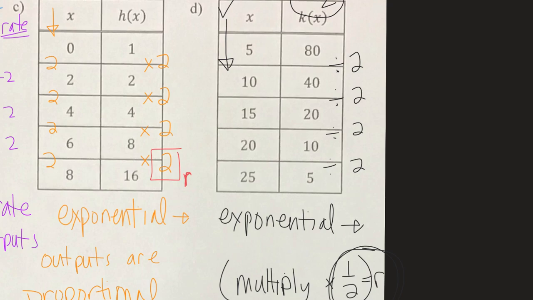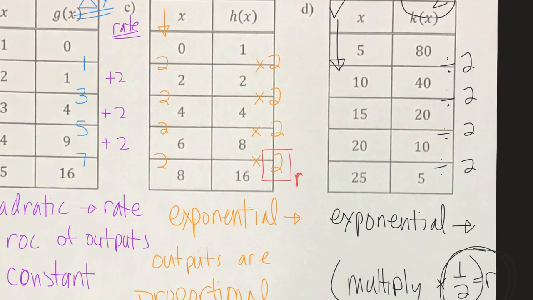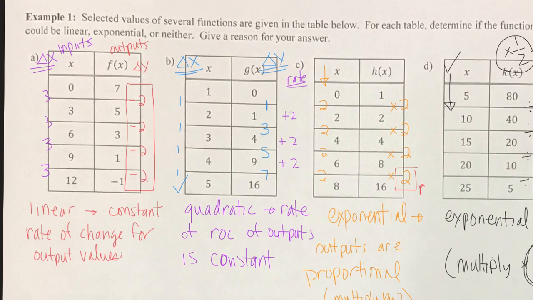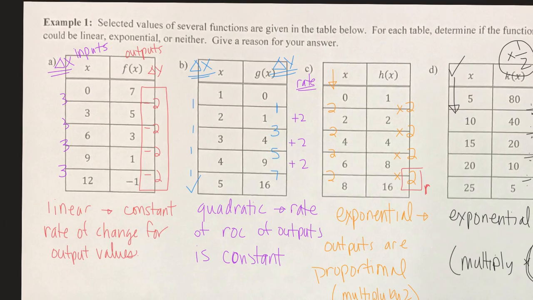Okay, good. As long as your x's have a constant change, then we can decide on our y values. How are the y values changing? Are we multiplying? Are we dividing? Is the rate of change constant, or is the rate itself constant for linears?